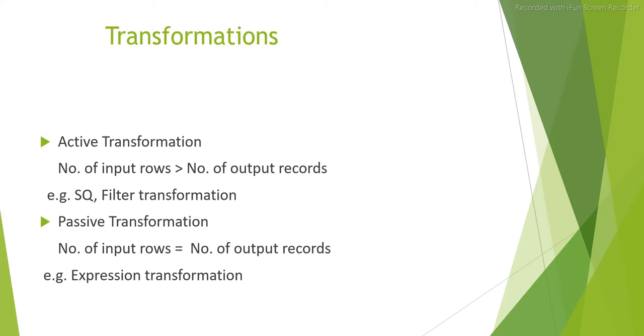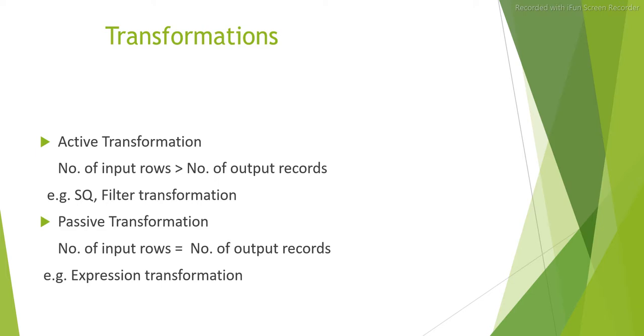So there are two types of transformation mostly. One is the active transformation. Active transformation means the number of rows getting inside the transformation and the number of records getting output are not equal. So there is certain filtering happening. For example, the source qualifier and the filter transformation, here you see. These are active in nature because the number of rows entering these transformations is always more than the number of records getting out.